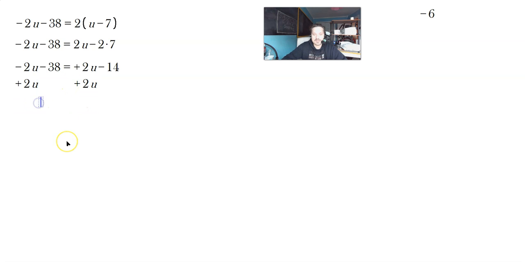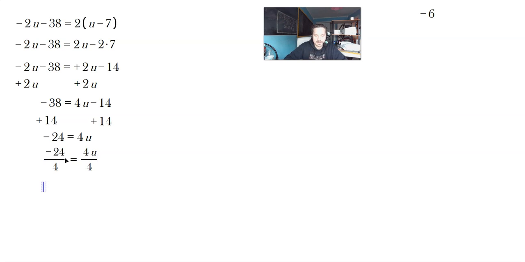So that's going to leave on the left side just negative 38, and on the right side I'm going to have 2u plus 2u, which is 4u, minus 14. Then I'm going to add 14 to both sides, so plus 14, and plus 14 like this. On the left side, you're going to end up with negative 24. On the right side, you're going to have 4u. Lastly, because you have 4 multiplying you, the opposite is division, so divide negative 24 by 4. Same thing on the right side, 4u divided by 4, and you end up with negative 6 as the value of u. And this is an example of how to do this equation.